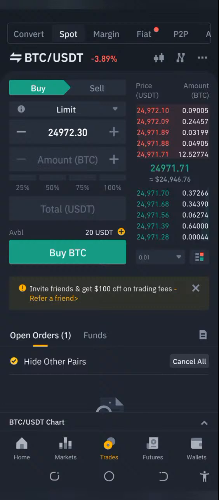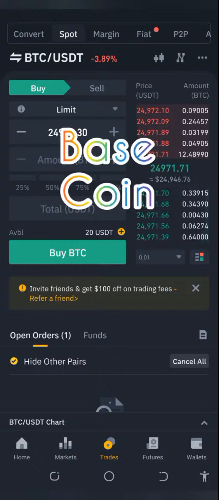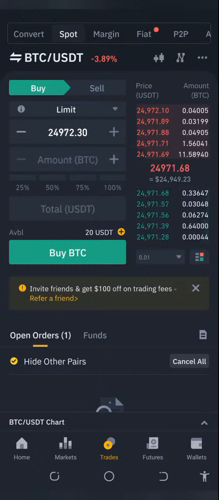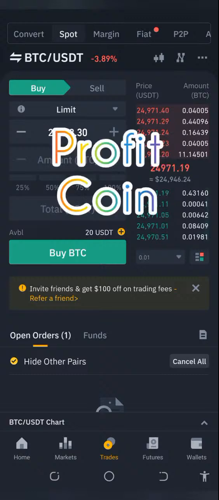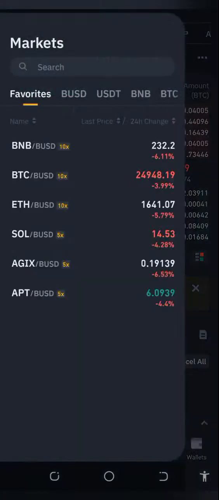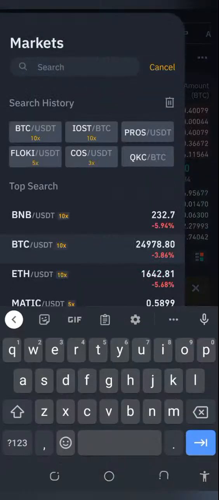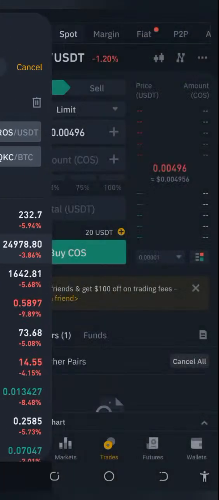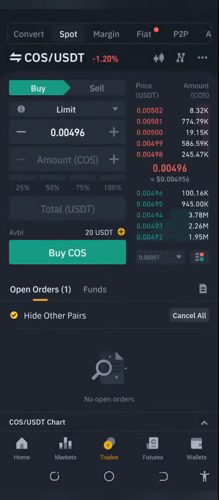First off, you need to have what we call your base coin. Second, you're going to have what we call your target coin. And then third, we're going to have your profit coin. So you're going to start off, and I'm going to give you a quick example of this. Let's look for a coin that can work. Let's just use COS, for instance, COS USDT.